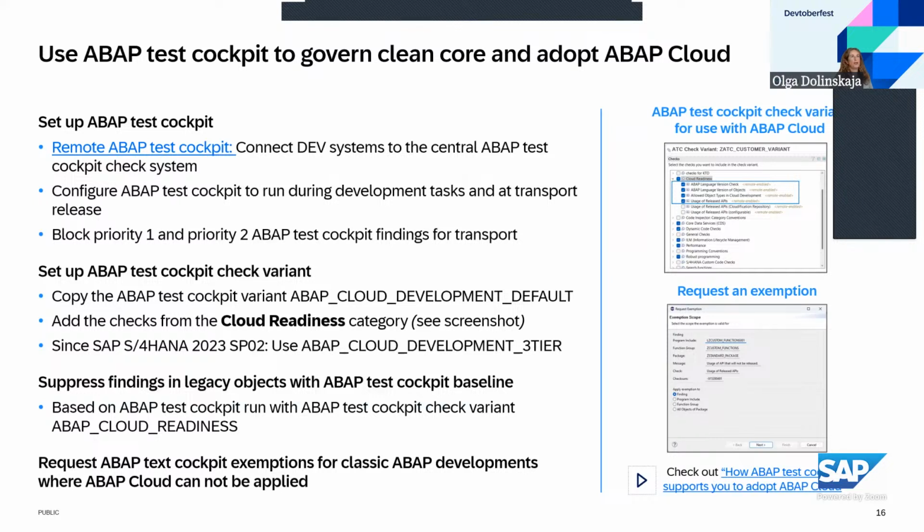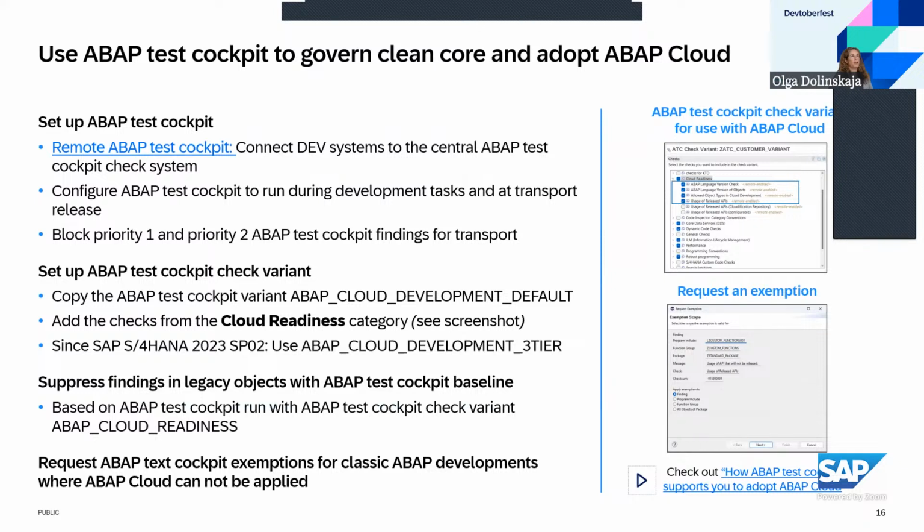And the idea is that you check with this new custom check variant containing the checks which are necessary for your development process with ABAP Cloud, and also the checks with cloud readiness to check the tier 2 and tier 3 developments, to ensure that most of the development takes place in the ABAP Cloud development model.